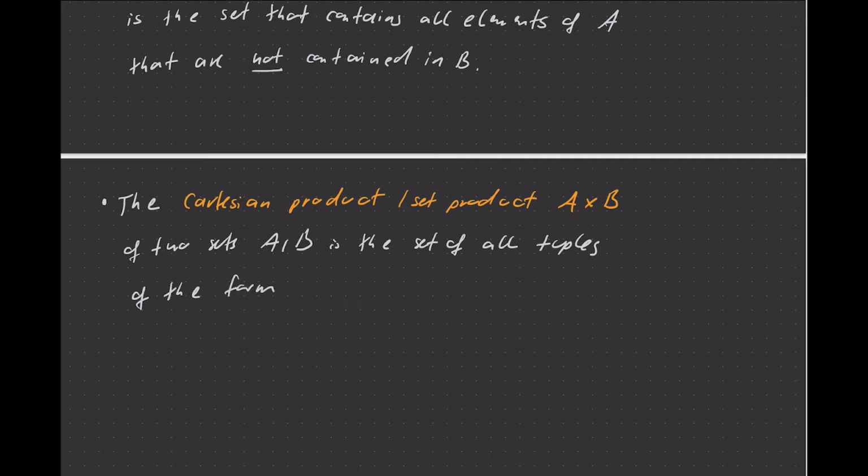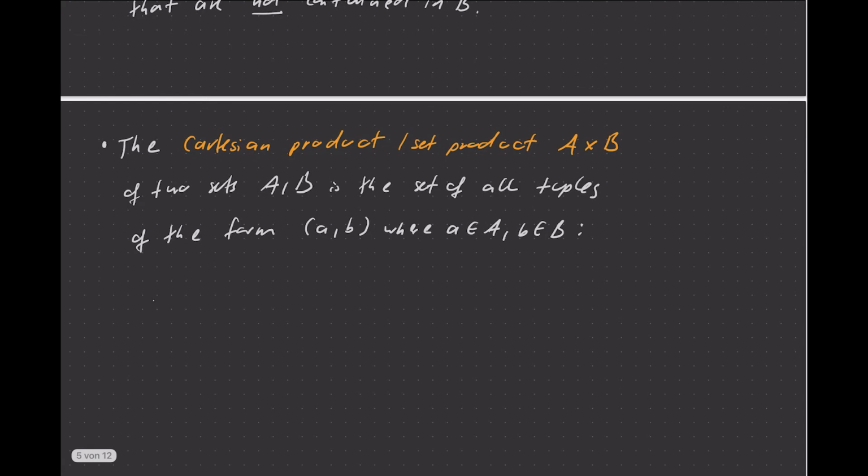of the form (a, b). Now tuples are usually written like this here, where a is an element in the set A, and b is an element in set B. And you just form all possible tuples, all combinations of elements, and that is the Cartesian product.